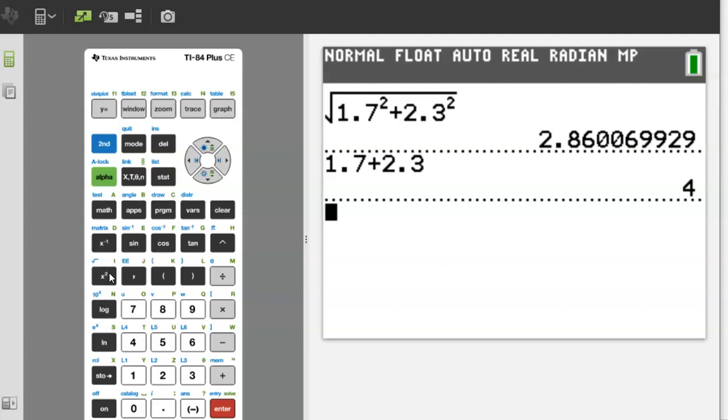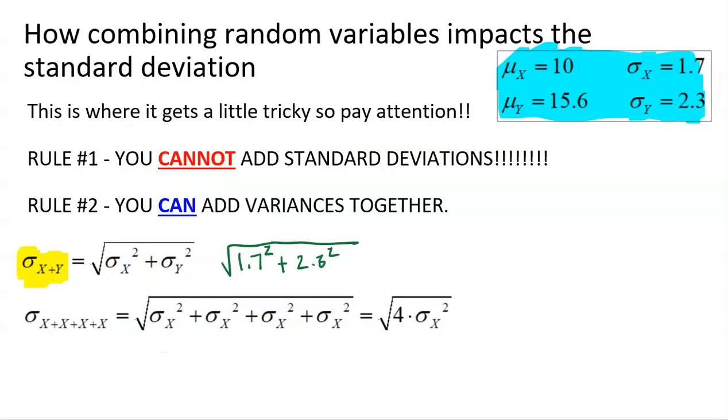That is the importance of understanding why you're not allowed to add standard deviation. You have to add the variance first, then square root it to get back to a standard deviation. So my standard deviation for the total of X plus Y is 2.86. And if I'm in meters, that's also in meters. Okay, that's huge. Hopefully you understand that.